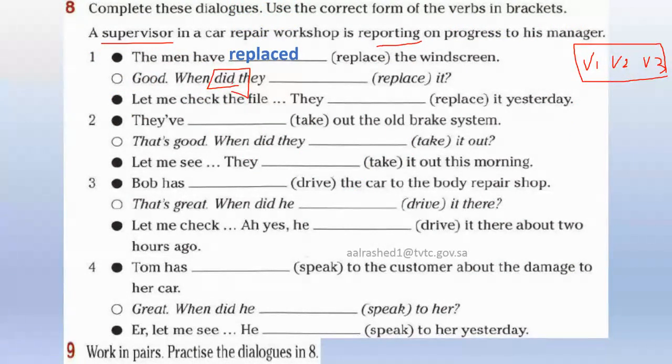Whenever you use did in the sentence, you should use the base form. Everything in the brackets is in the base form. This is the base form. So you just put it exactly as it is without adding any ed. Okay, let me check the file. They replaced it yesterday. So as you can see here, we have a time.